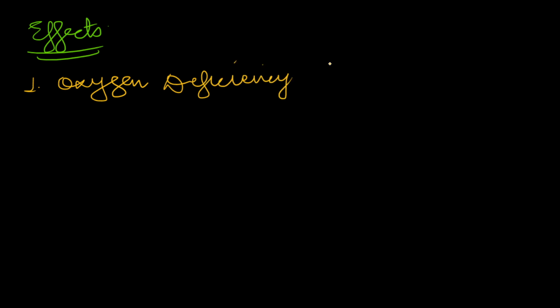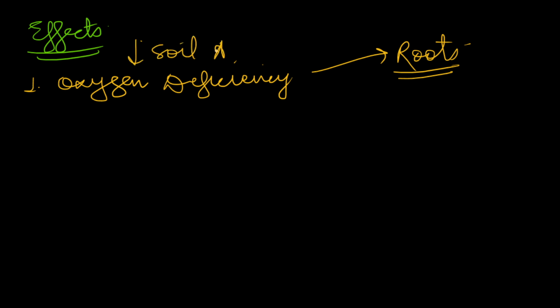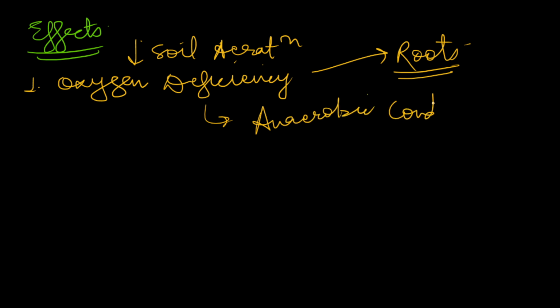We all know that our roots require oxygen, or soil aeration, to breathe. So instead of oxygen deficiency, you can write a lack of soil aeration. It will lead to anaerobic conditions, which will affect nutrient uptake by the root, because it also needs a certain amount of soil aeration to uplift nutrients. There would be some chances of diseases.